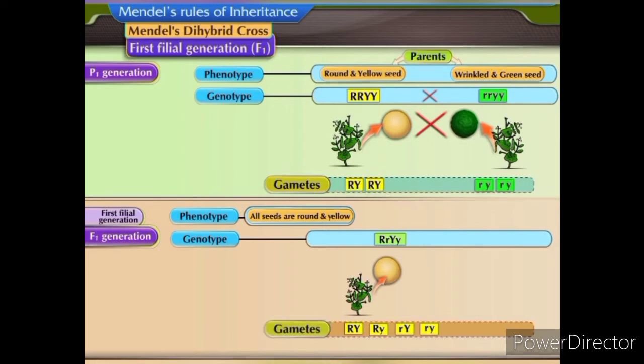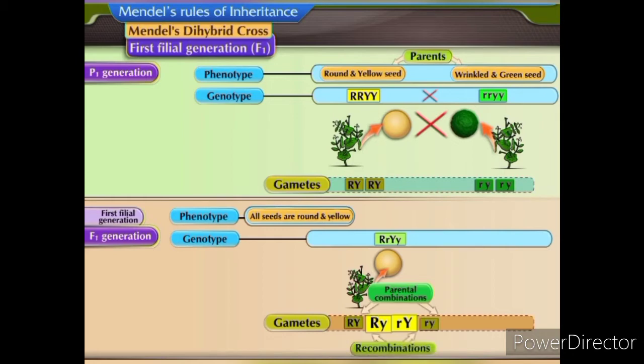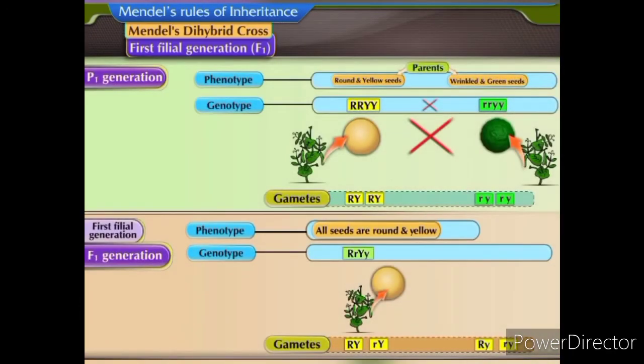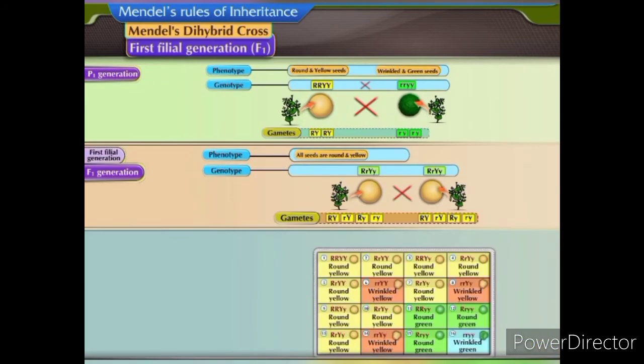The gametes produced by F1 plants that are similar to those produced by P1 plants are called parental combinations. The two other types of gametes, namely rY and Ry, produced by the F1 plants during gamete formation are called recombinations. When the F1 plants are self-pollinated, they produce a new generation of plants known as F2 or second filial generation.